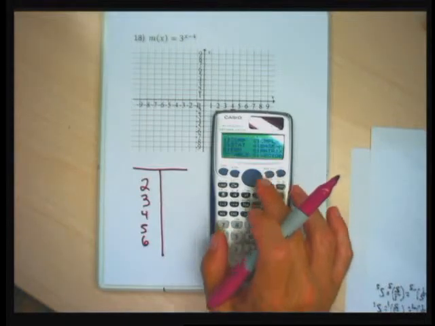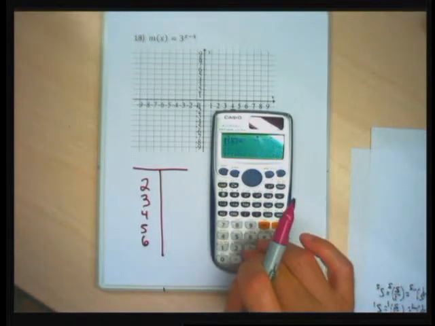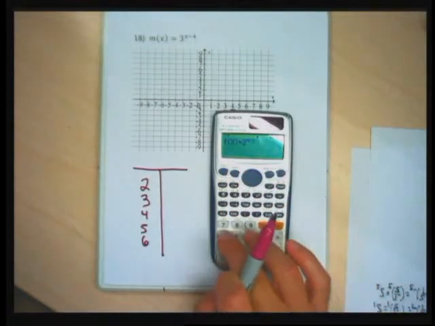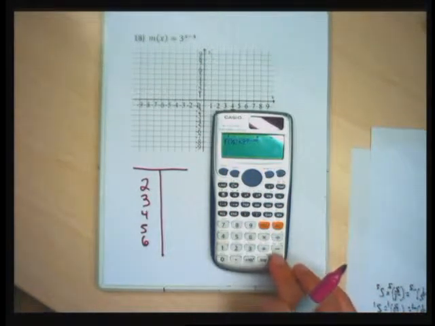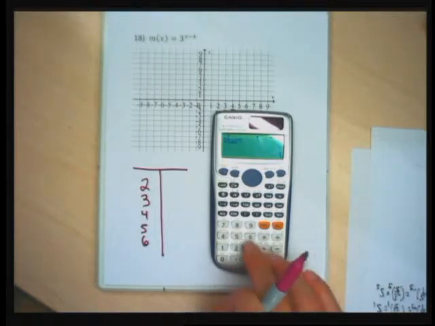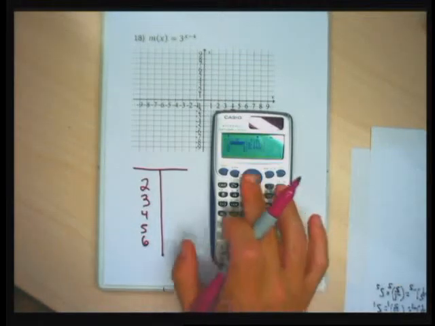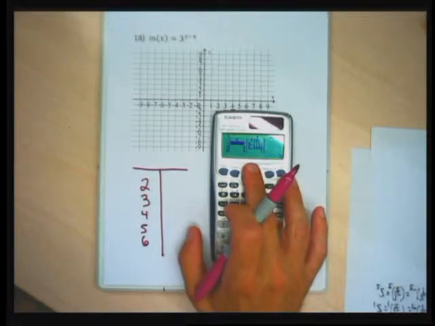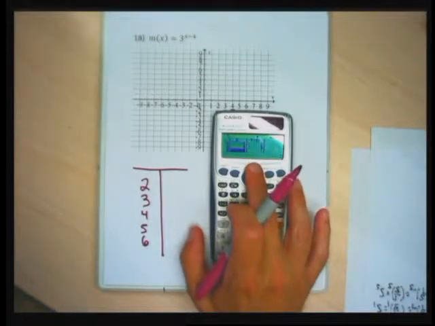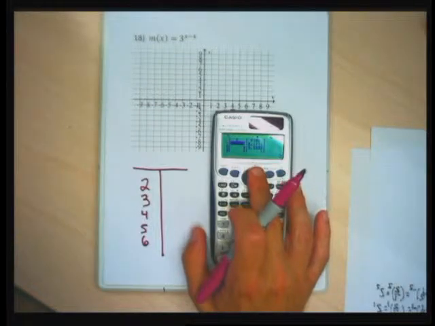So mode 7, 3, exponent, alpha, x, minus 4. This table starts at 2, ends at 6, step 1. What the? Okay. I must have entered something wrong again, but that's okay.